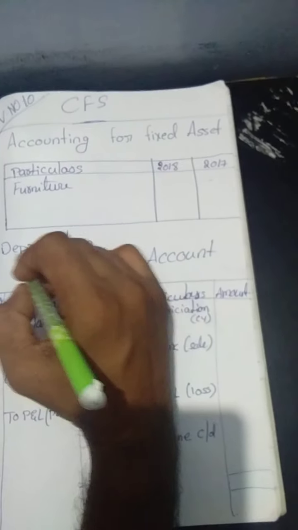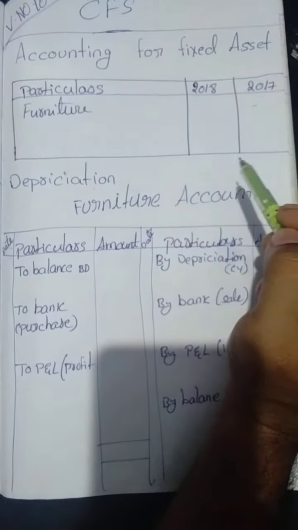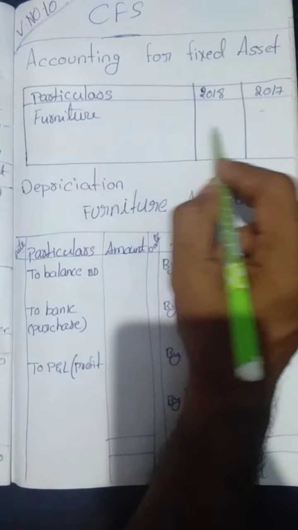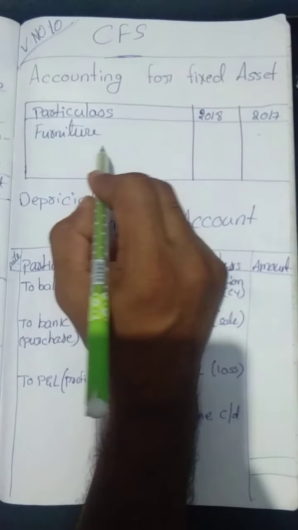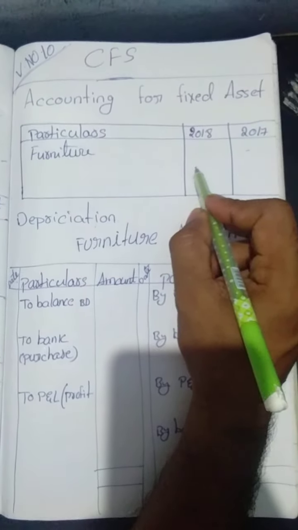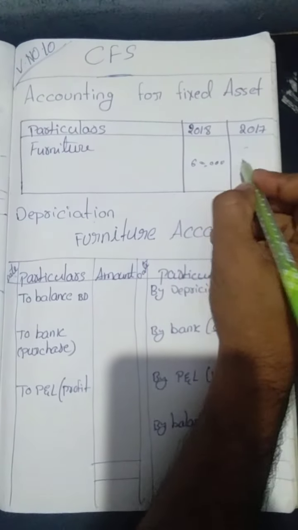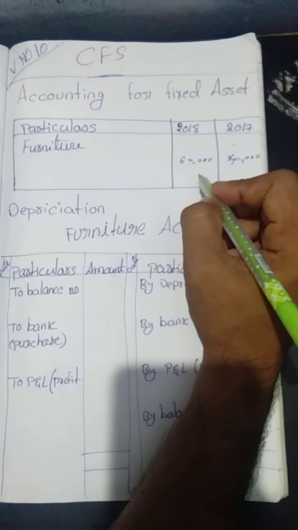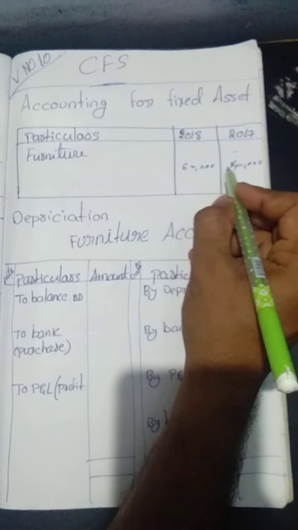Today we take the example of depreciation. Furniture is given and its depreciation is given as additional information. Only one figure is there, whereas before we had seen depreciation given as two figures. For example, depreciation in the balance sheet is 60,000 here and 40,000 here.